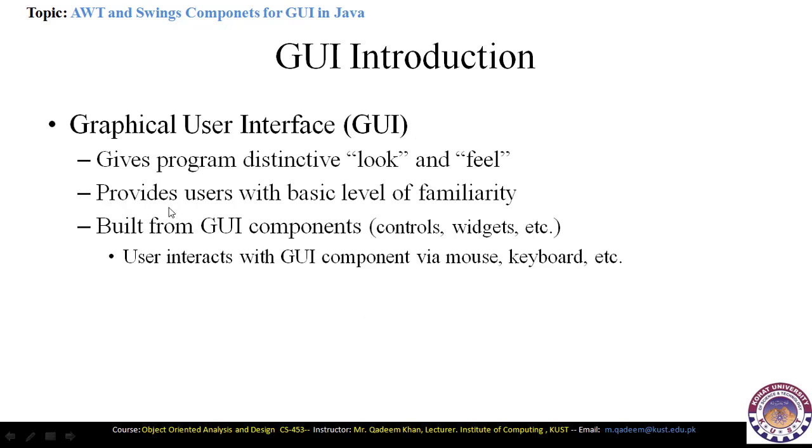Now again, a graphical user interface gives us a distinctive look and feel. Distinctive look and feel means that every GUI should be different from another GUI in look and feel. Look and feel means the visual layout of the system. It also provides a basic level of familiarity. Basic level of familiarity means that we should not have to read the GUI. We should just logically understand the GUI.